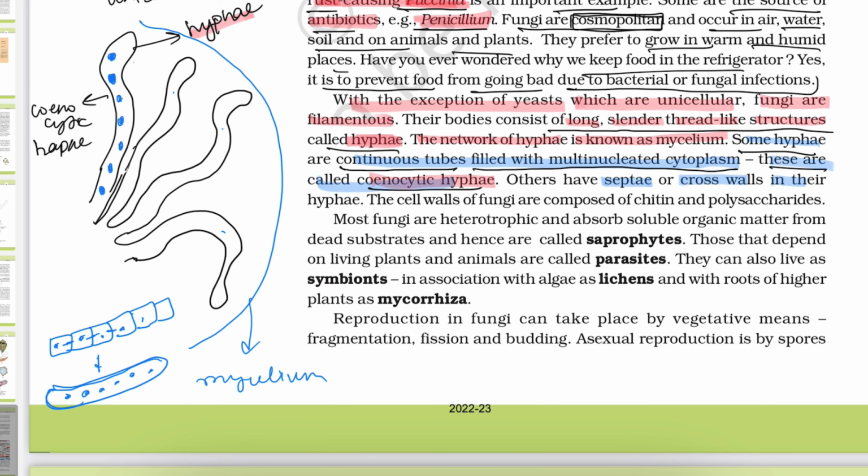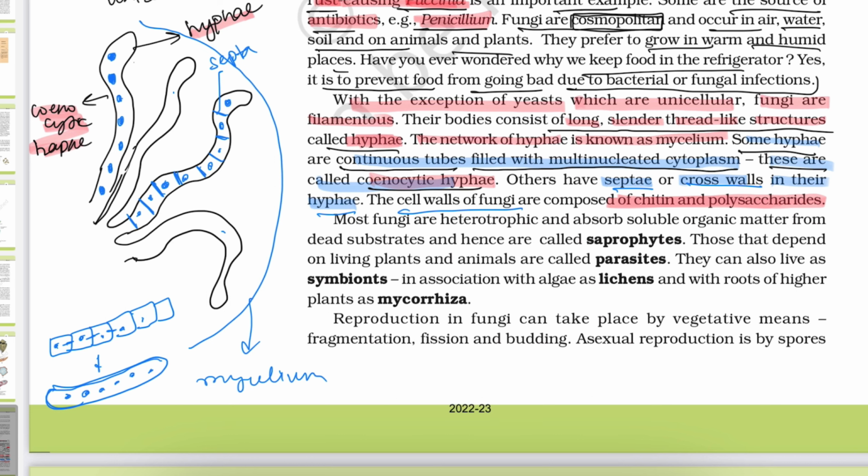Others have septa or cross walls in their hypha. See this one, these are the septa or cross walls. Let us assume this hypha. This is the septa, in which there is a division between the adjacent cells, so there will be division between the adjacent nuclei too. These are the other type of hypha that have septa or cross walls. The cell walls of the fungi are composed of chitin and polysaccharide. This is important. Two types of hypha we have seen: coenocytic hypha that don't have any cross wall and are multinucleated, and others that have cross walls or septa. The network of these hyphae is called mycelium.